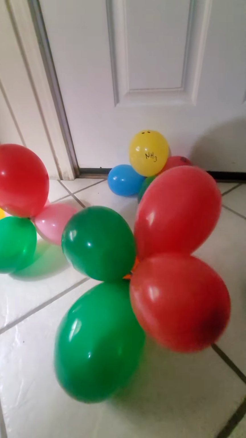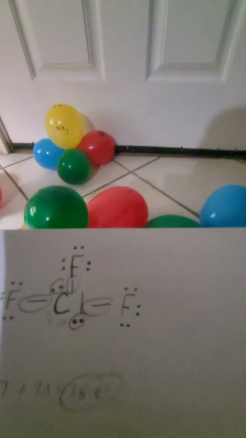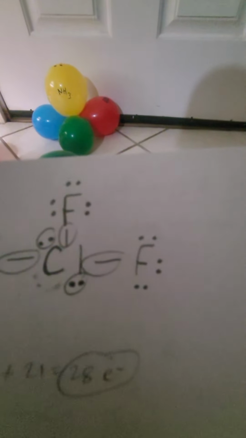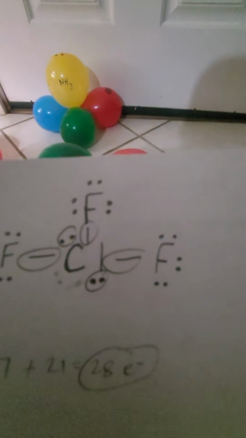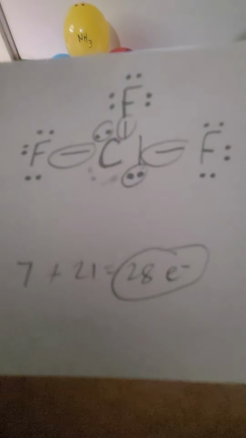Okay. 28 total electrons. So this has 10 around the central atom, but chlorine is in the 3rd period, so it can break the octet rule. So yeah, there were 28 total electrons there. You see 1, 2, 3, 4, 5 total domains.